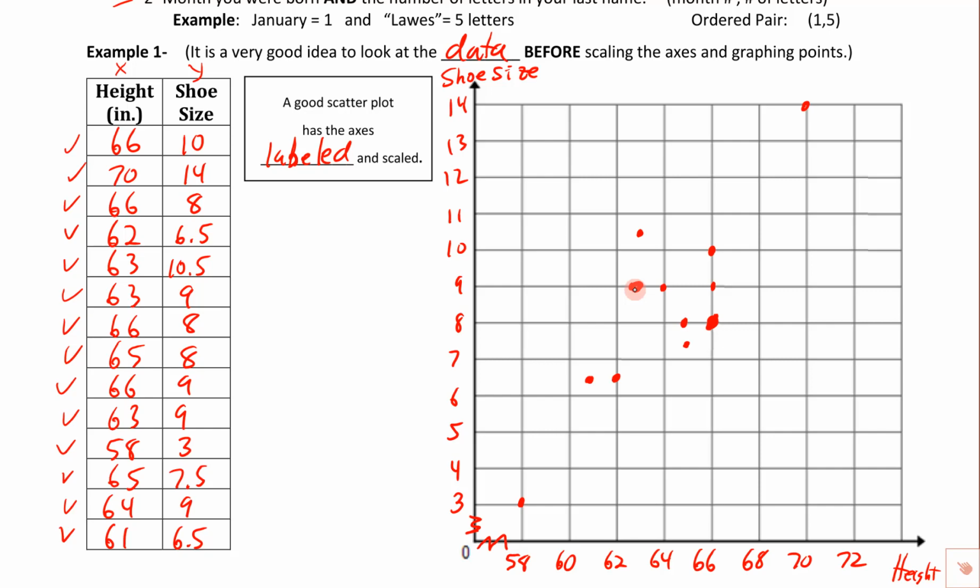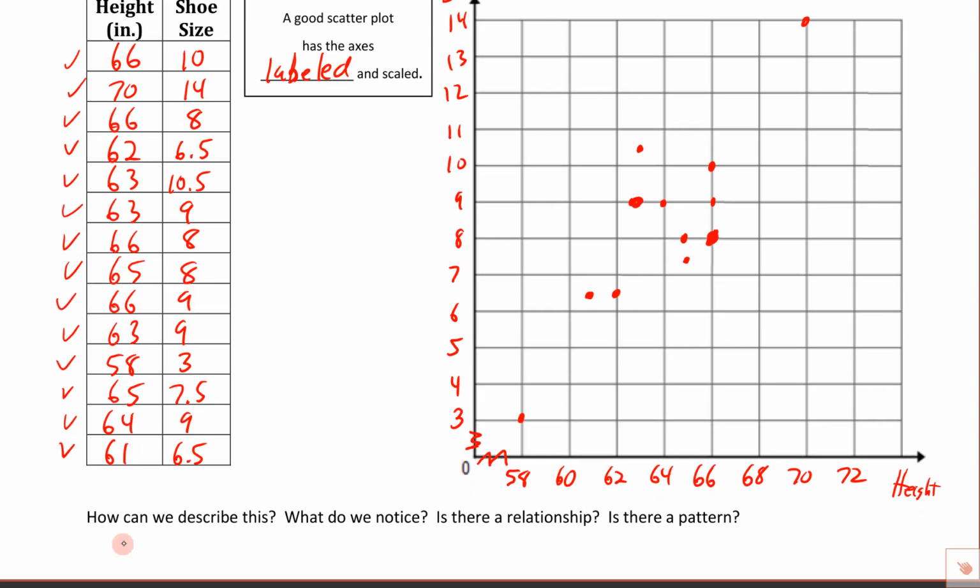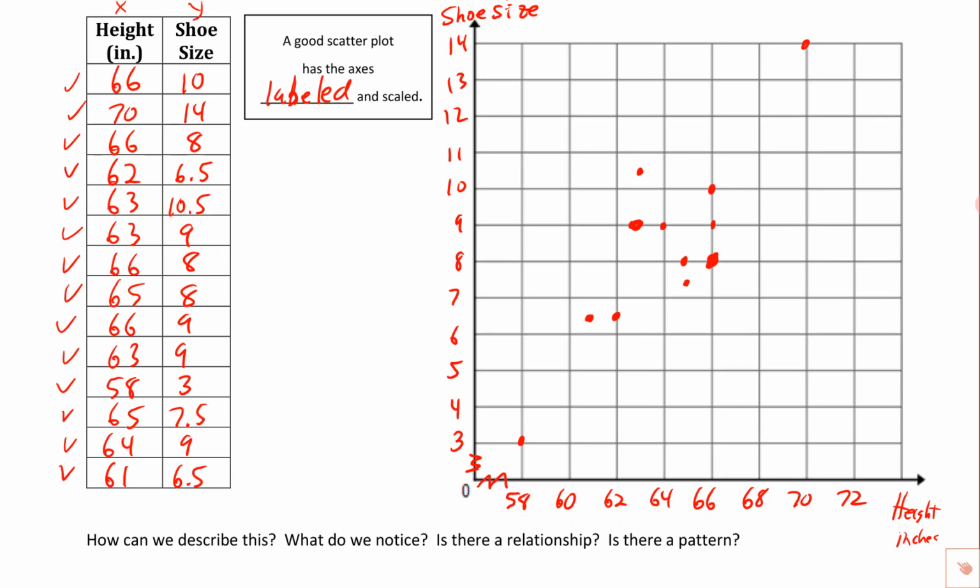Now, the next question is, when we look at this, how can we describe this? What do we notice? Is there a relationship? Is there a pattern? So again, we've got the height in inches, and we've got the shoe sizes over here. And what we want to do is say, gosh, is there any relationship here? Do we notice any patterns about this? Well, one thing I notice is if I were to take this and kind of put a big blob around all of these points right here, it kind of looks like the taller you are, the bigger your shoe size.